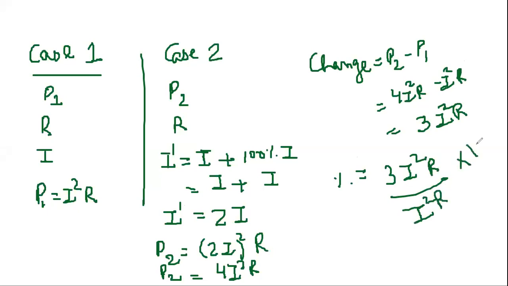So we find percentage like this. I²R will cancel out. So how much percentage will the power change? 3 into 100, it's 300%. I hope this is clear to you, everybody. I hope this is clear to you.